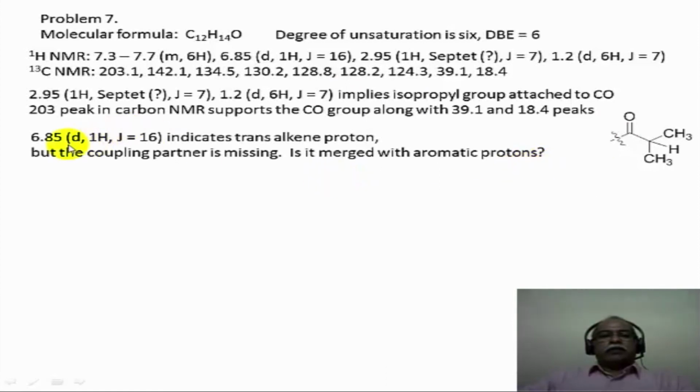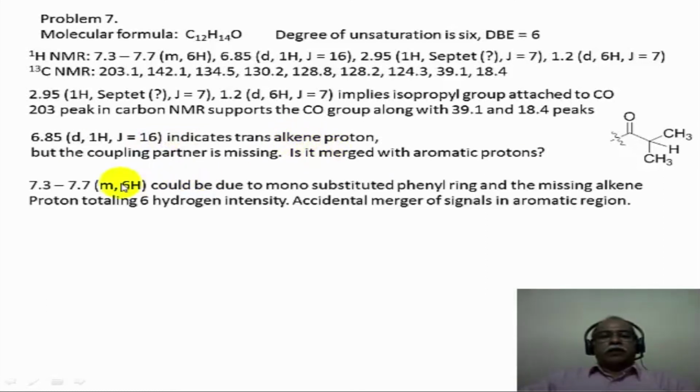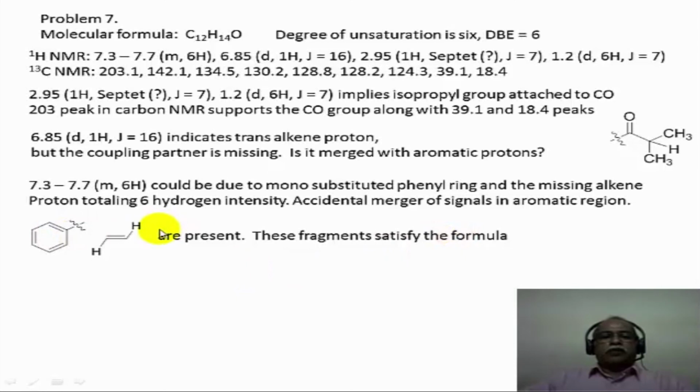Now 6.85 with 16 Hertz coupling is indicative of a trans alkene. So 7.3 to 7.5 could only be a mono-substituted aromatic ring with the missing alkene hydrogen, which is the coupling partner for this signal that is being present. There is an accidental merger of the signals in the aromatic region. So these two fragments are identified from the data that is presented here. A trans disubstituted double bond which corresponds to this.